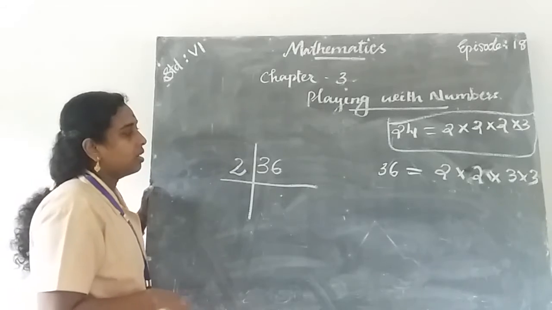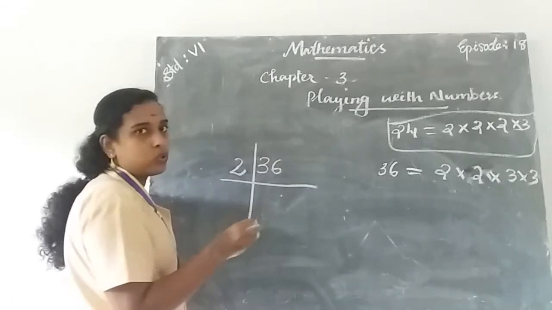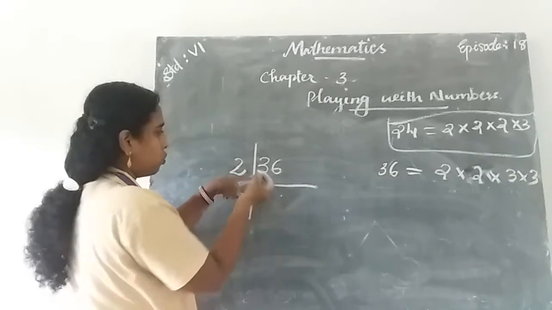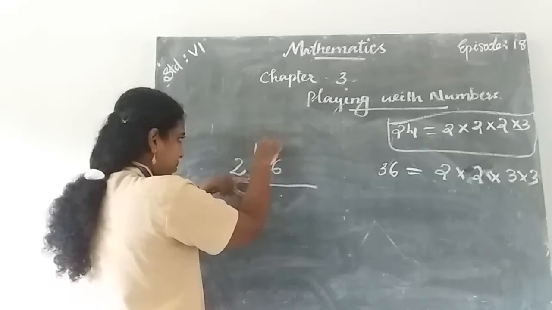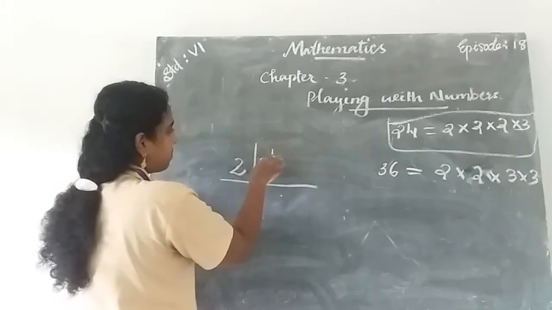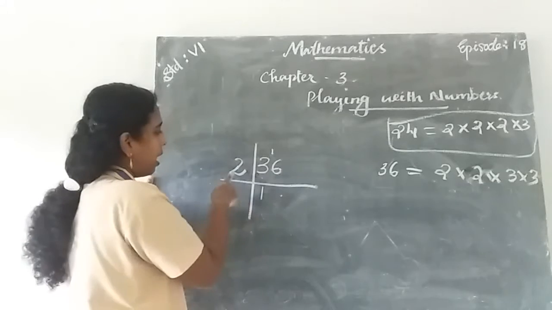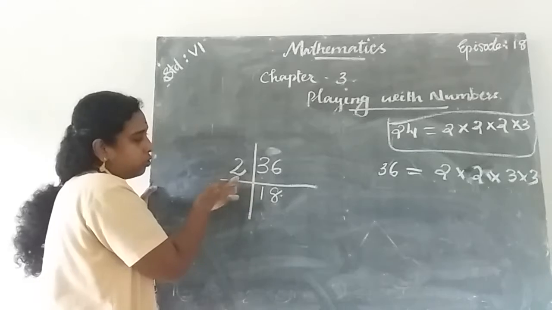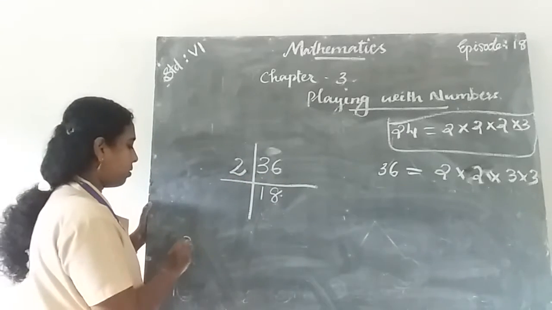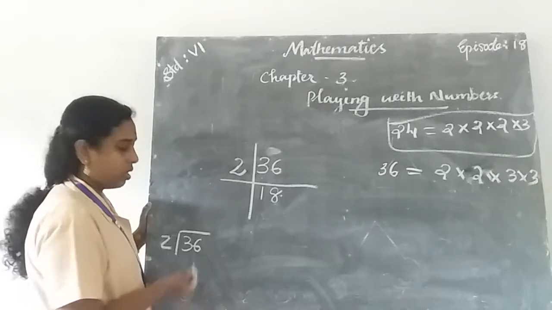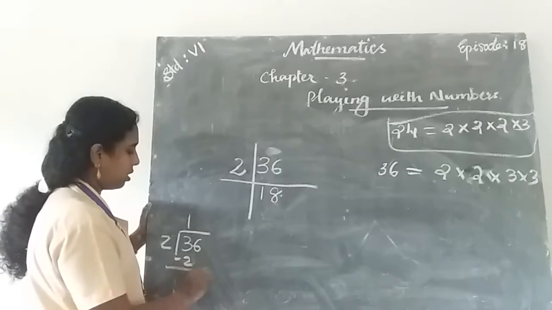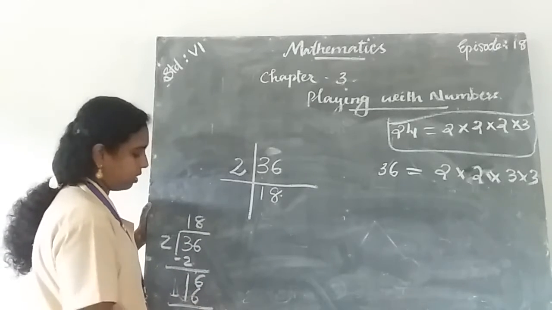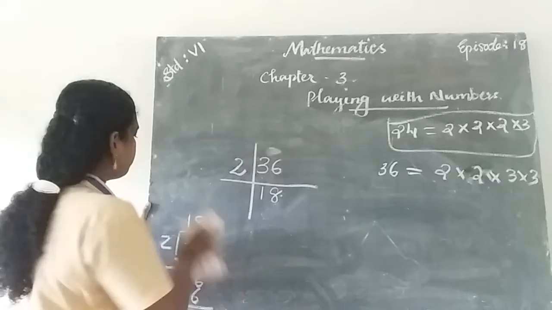We get 1 2 is 2. Here the first digit is 3, so we take 1. 1 2 is 2 and 3 minus 2 we get remainder 1. 1 and 6 together we read as 16. How many 2s are 16? 8 2s are 16. So we get 18, and 18 into 2 gives 36. We can do it any way.